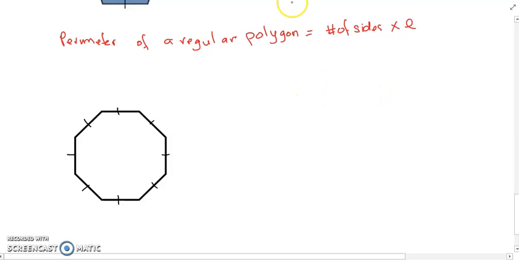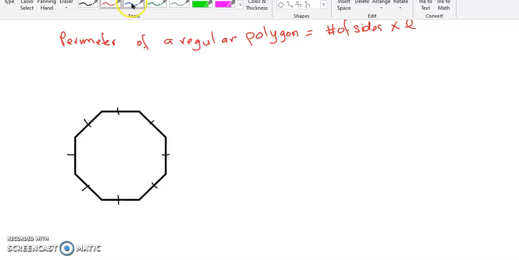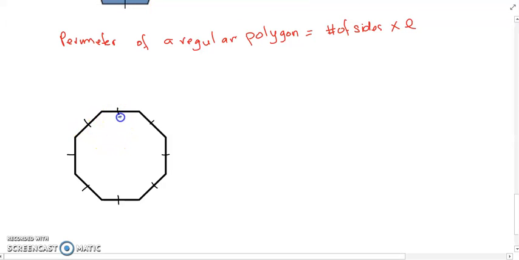So here we have a polygon. It's a regular polygon. And we know that it is a regular polygon. How? Because you notice it has these little things here that's telling us all the sides are equal. And how many sides does this shape have? Let's count. 1, 2, 3, 4, 5, 6, 7, 8. It has 8 sides. So we know that this is a regular octagon.